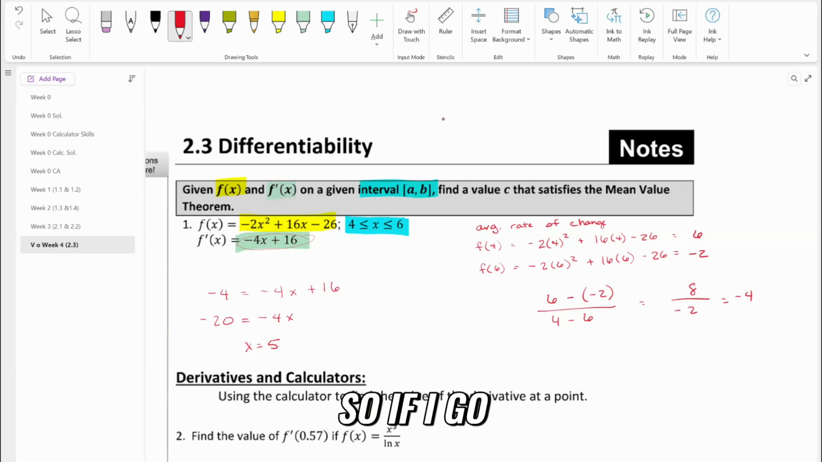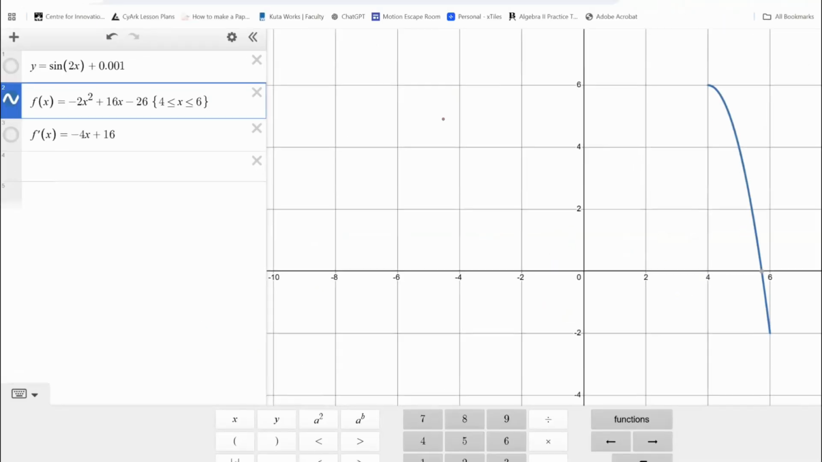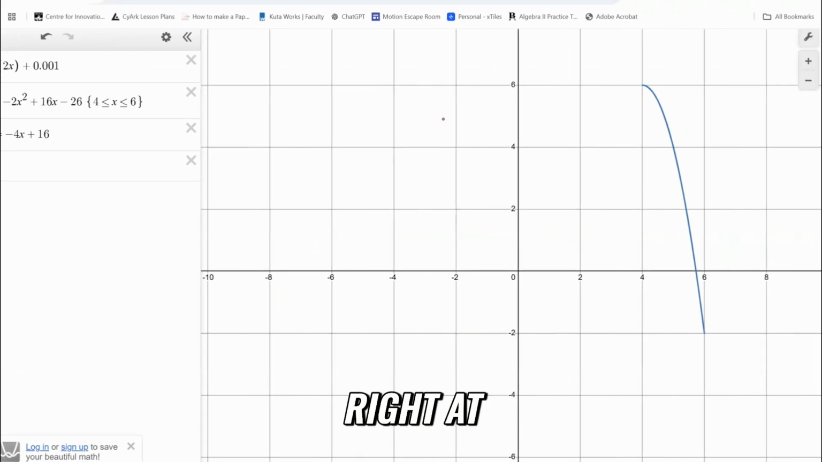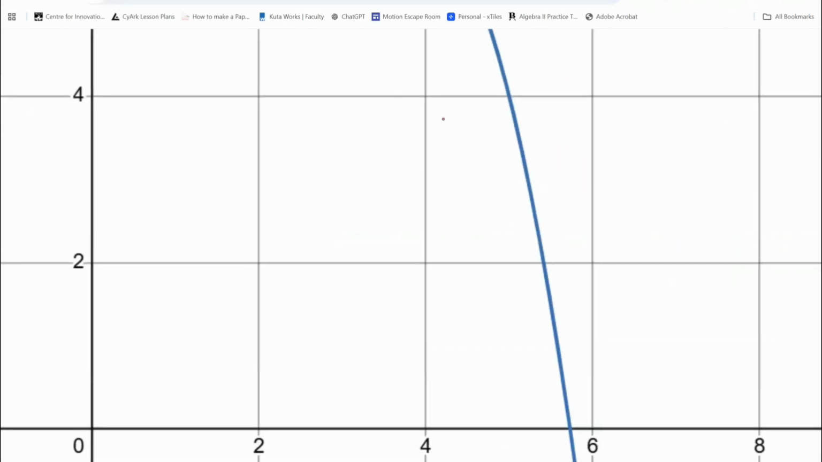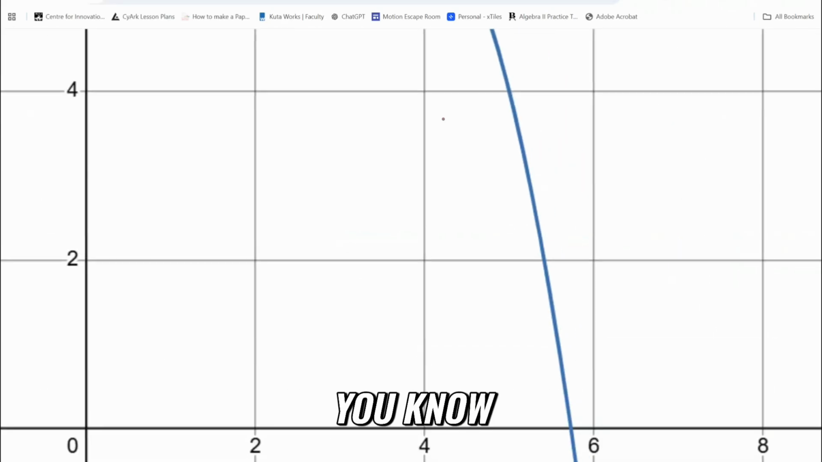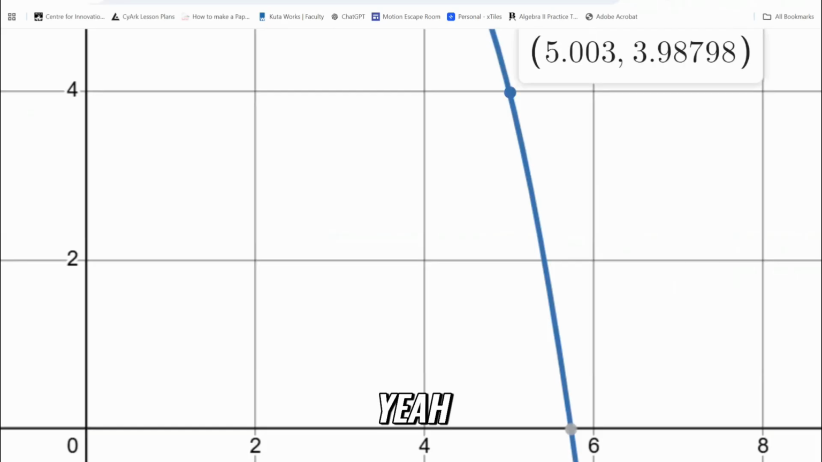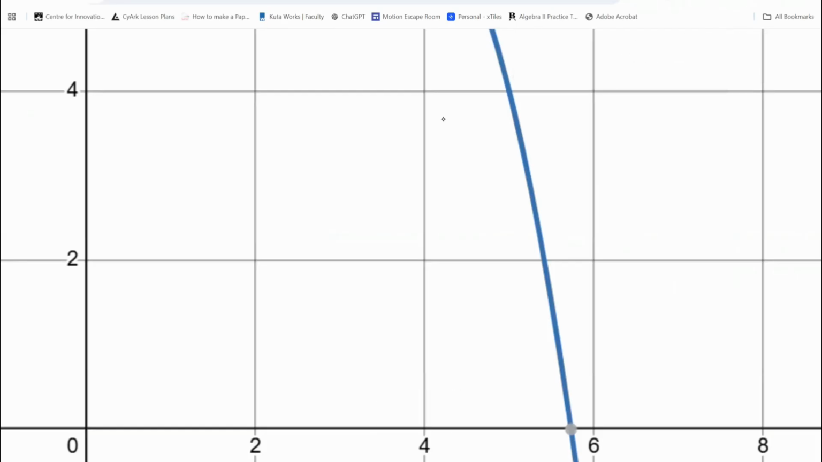So if I go through and I look right at 5, which is about here, yeah, somewhere right in there. 5, yep. 5, 4, yep, that point.